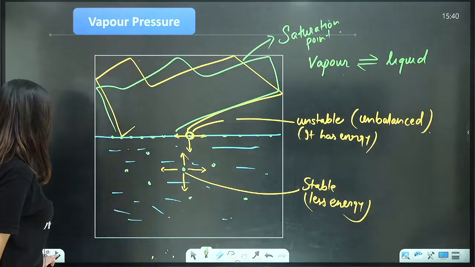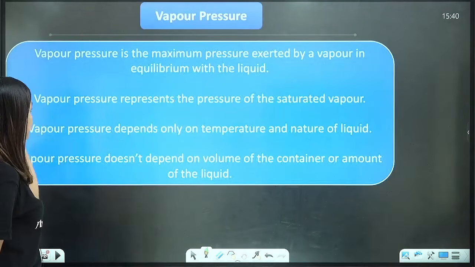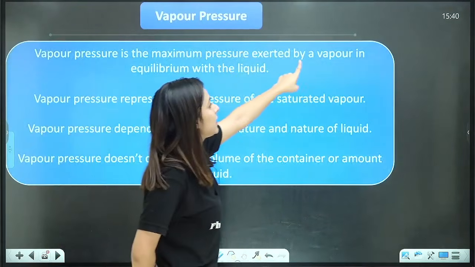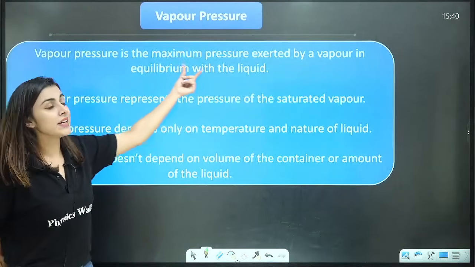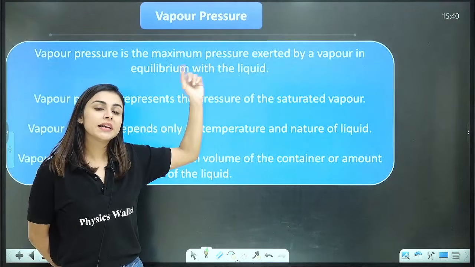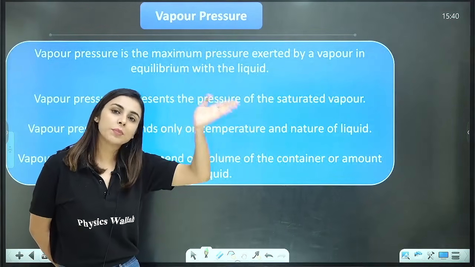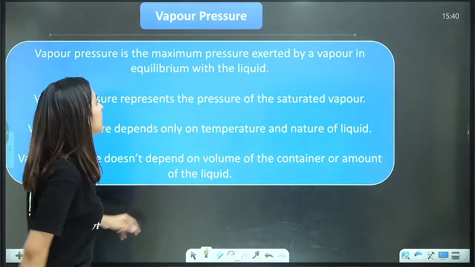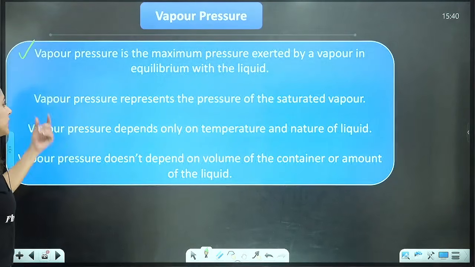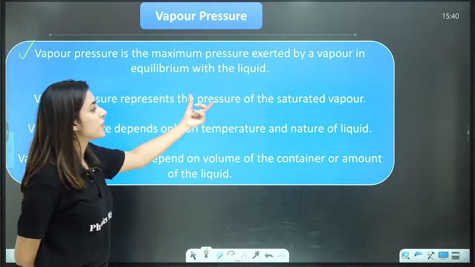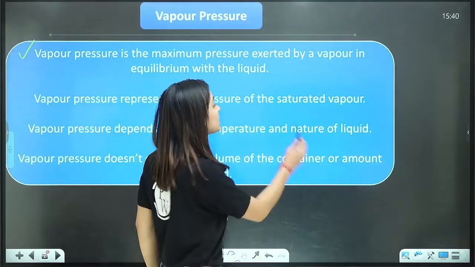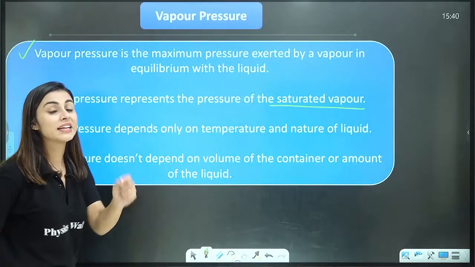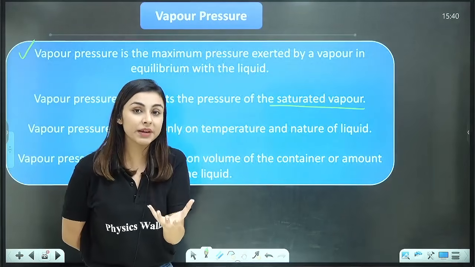Perfect. Now let us read about it. Vapor pressure is the maximum pressure exerted by a vapor in equilibrium with the liquid. When is the equilibrium attained? When an equal number of molecules are going into the vapor and coming into the liquid as well, right? So I hope you understand this point. Next, vapor pressure represents the pressure of the saturated vapor. My dear students, the saturated vapor is when an equilibrium is attained. Yes, and that is the pressure you call vapor pressure.